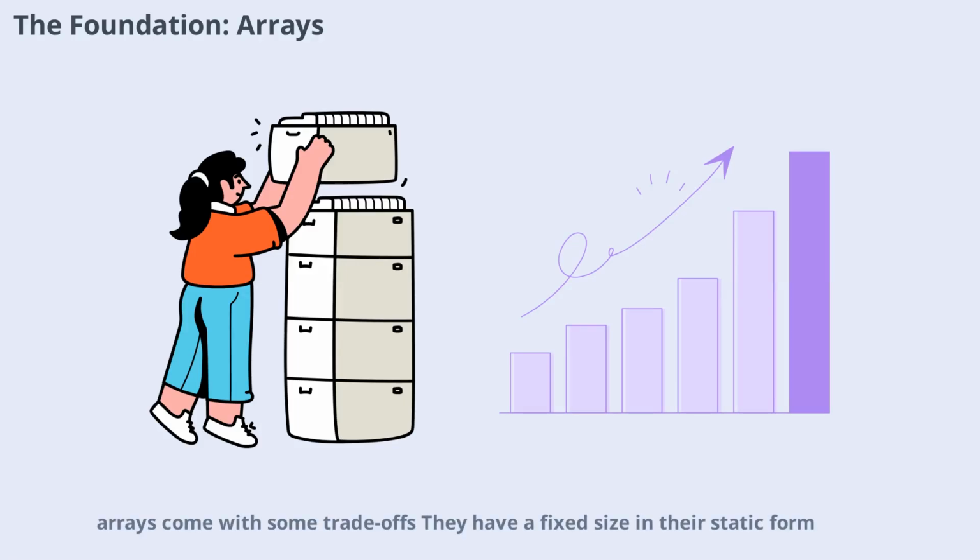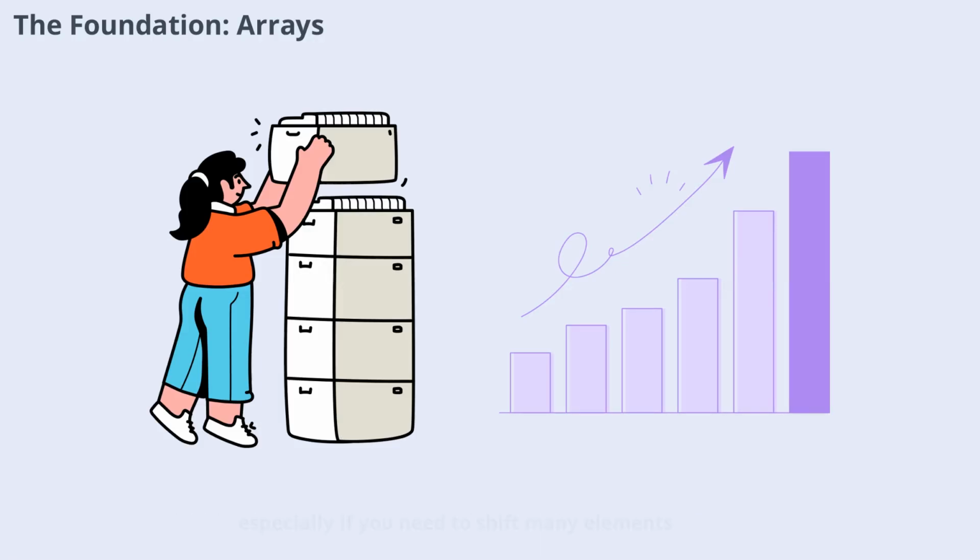They have a fixed size in their static form and require all elements to be of the same type. While they're cache-friendly due to their memory layout, making changes like inserting or deleting elements can be costly, especially if you need to shift many elements.